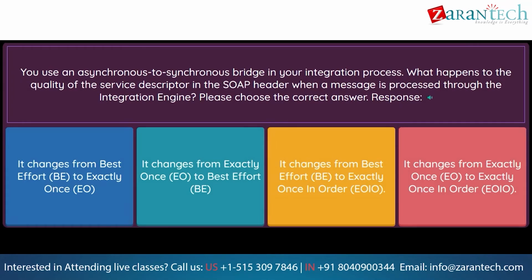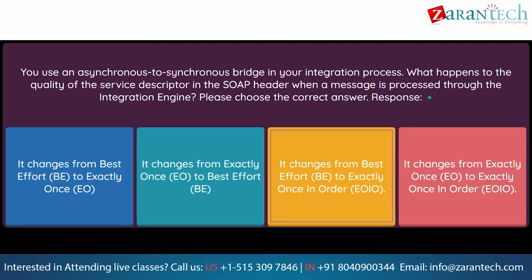Question: you use an asynchronous to synchronous bridge in your integration process. What happens to the quality of the service descriptor in the SOAP header when a message is processed through the integration engine? Please choose the correct answer. Response: Option 1, it changes from best effort, BE, to exactly once, EO. Option 2, it changes from exactly once, EO, to best effort, BE. Option 3, it changes from best effort, BE, to exactly once in order, EOIO. Option 4, it changes from exactly once, EO, to exactly once in order, EOIO.